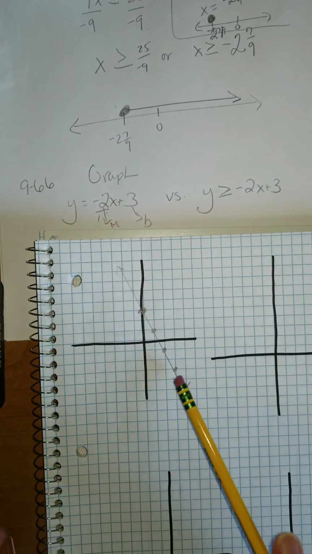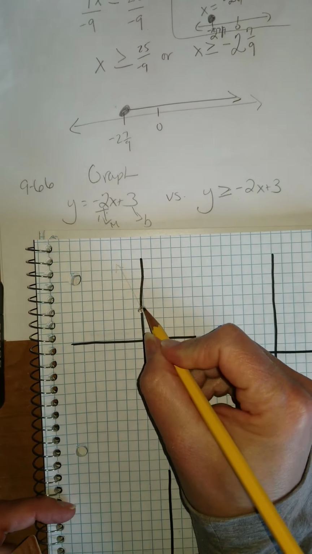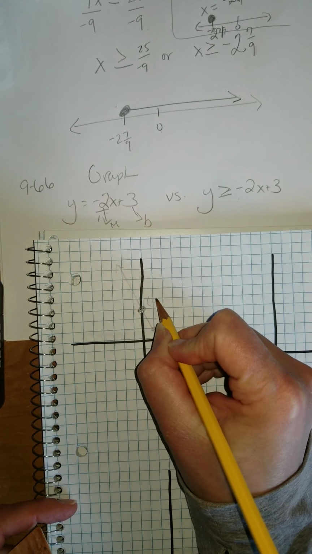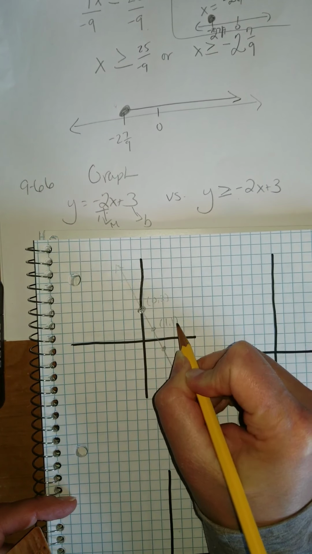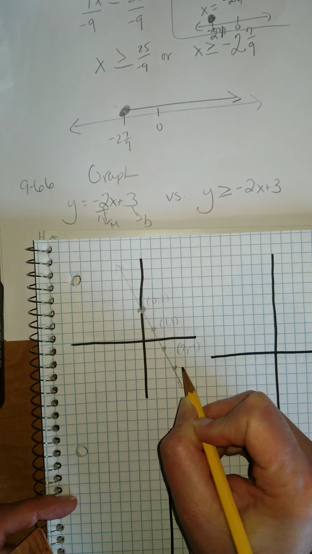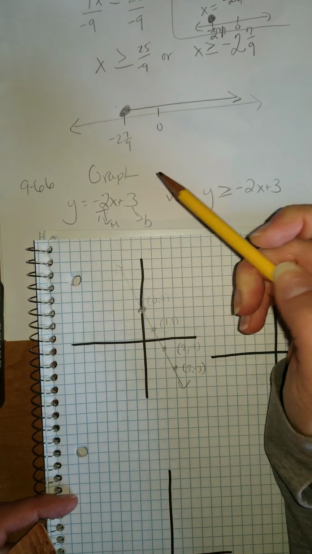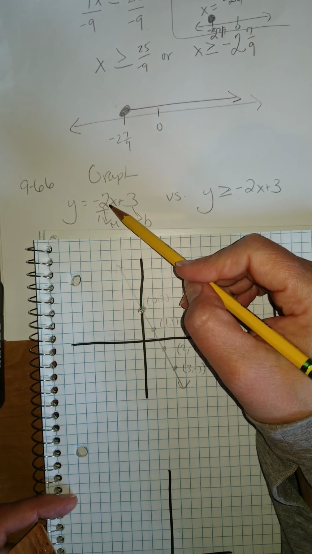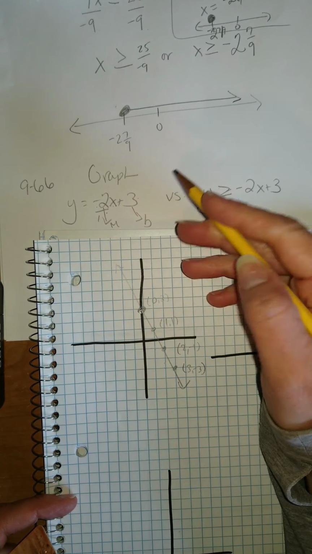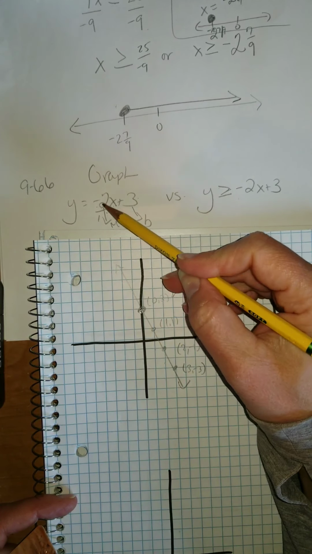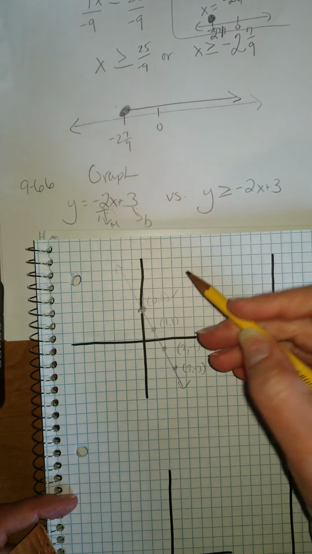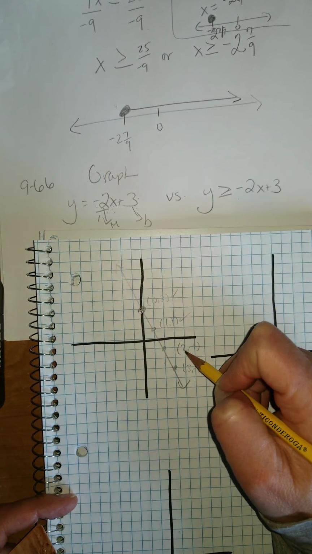So, for instance, wouldn't every point on this line work? For this x, if I put 0, this is the point (0, 3); this is the point (1, 1); this is the point (2, -1); and this is the point (3, -3). So if I put 0 in for x, negative 2 times 0 is 0, plus 3 is 3. That works. If I put 1 in for x, negative 2 times 1 is negative 2, plus 3. That's 1. That works. When I put 2 in for x, what is my y?